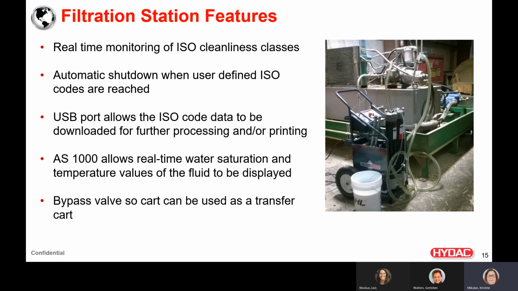With the water saturation sensor on there, we have real-time humidity data that is displayed right on the control panel. One of the nice things with this cart is there is a bypass valve on the rear of the cart. So once we have filtered the hydraulic reservoir, they can move the bypass valve into transfer mode and then use the same cart to transfer the oil from that hydraulic reservoir into whatever piece of equipment that hydraulic fluid needs to be in.